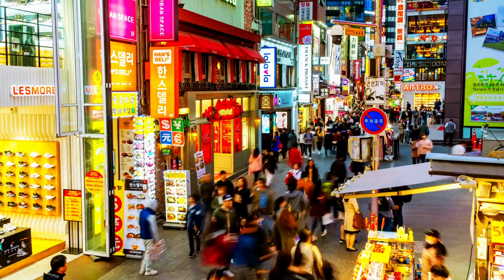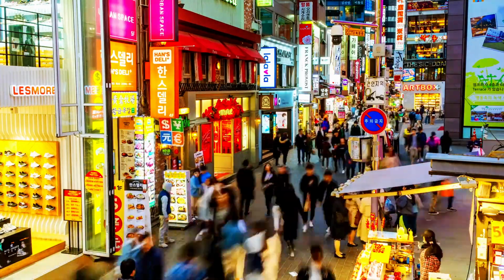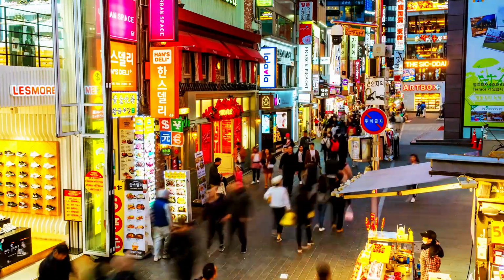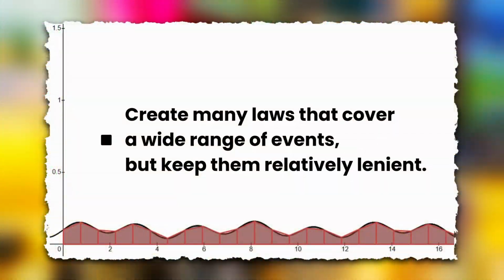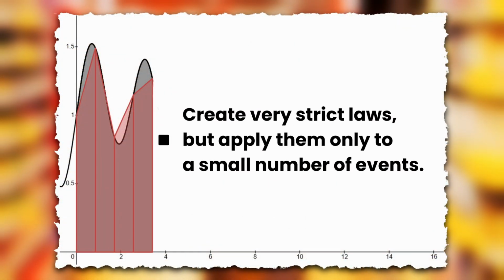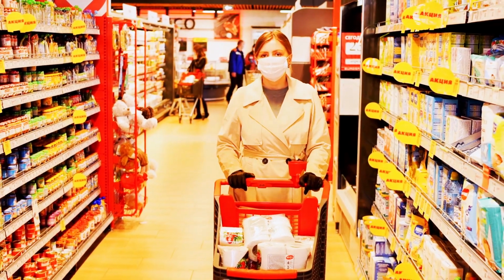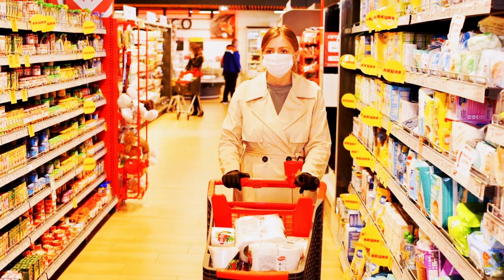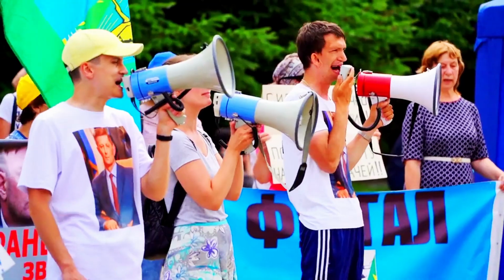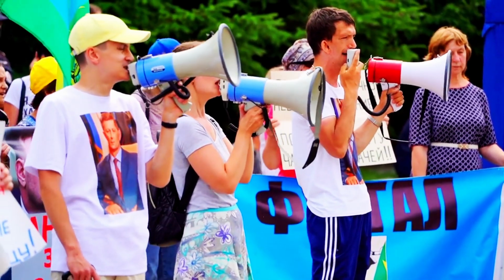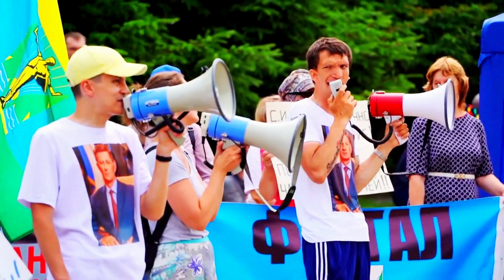In the real world, societies don't have absolute freedom or peace. We operate with a limited number of laws. To achieve a high level of peace, societies can take two different approaches. Create many laws that cover a wide range of events, but keep them relatively lenient. Or create very strict laws, but apply them only to a small number of events. Both approaches could lead to the same level of peace, but the second approach, strict laws for a few events, often feels more oppressive. This happens because we, as humans, tend to focus on what we can see immediately, short-term effects.